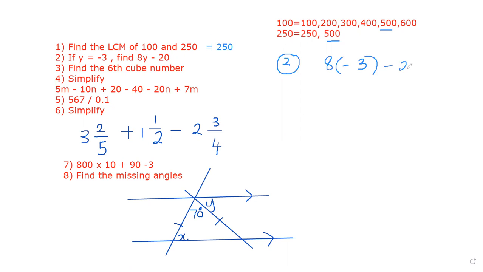So then I can simplify. We know 8 times 3, it's 24. And positive into negative, you are getting -24. Now I have -24, -20. Both signs are same. Therefore, I can add and keep the same sign. -24 minus 20, it's -44. So that is how you are getting your answer for the second one.